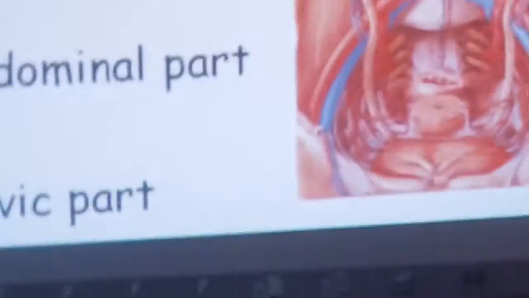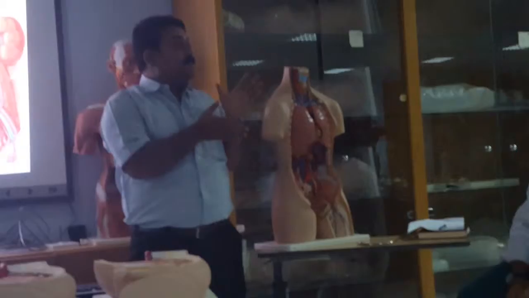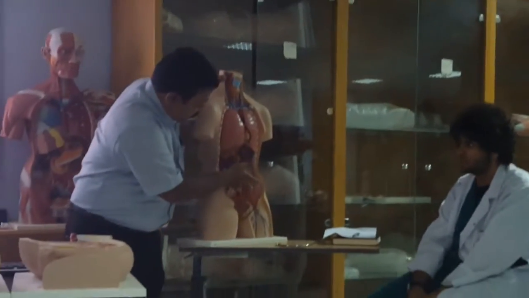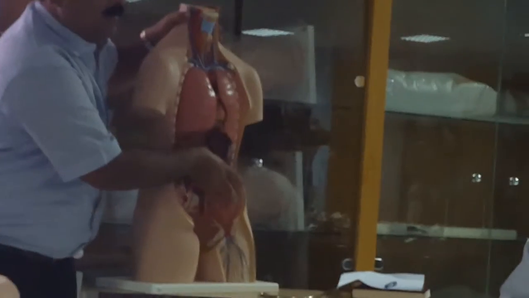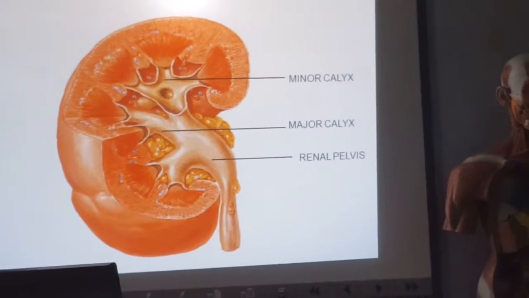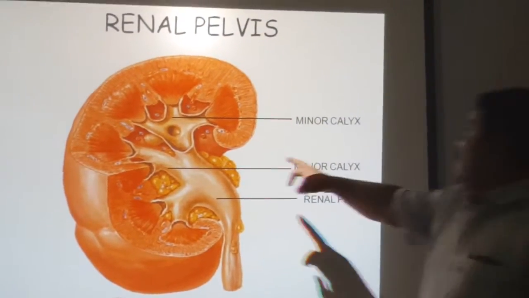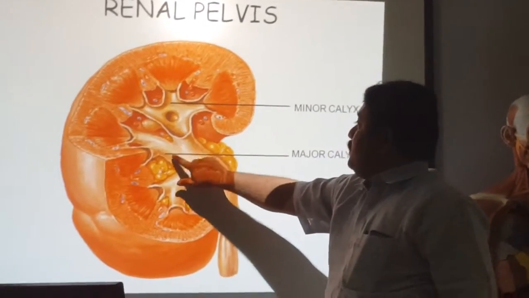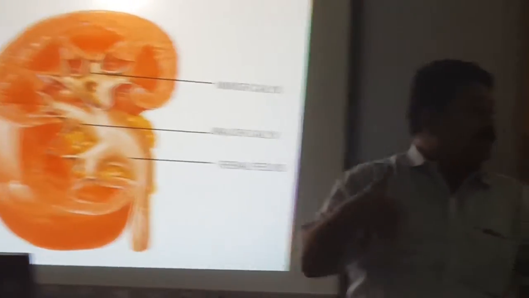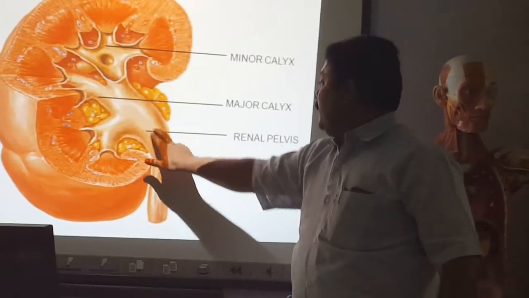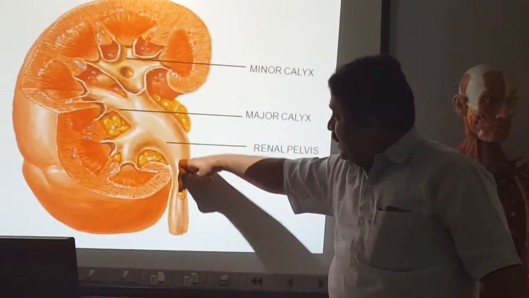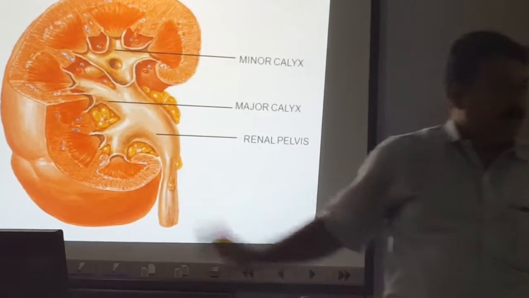What is the abdominal part? This, from above this, in the abdominal cavity. The ureter which is present in the abdominal cavity. Abdominal part and the pelvic part. And next is about the renal pelvis. The minor calyces join to form a major calyx, isn't it? Yes. So major calyces join to form a renal pelvis, isn't it? Yes. So the renal pelvis continues as the ureter. Okay.